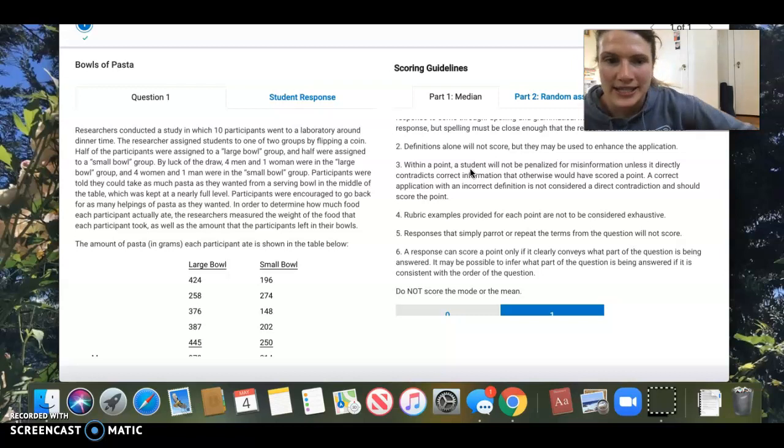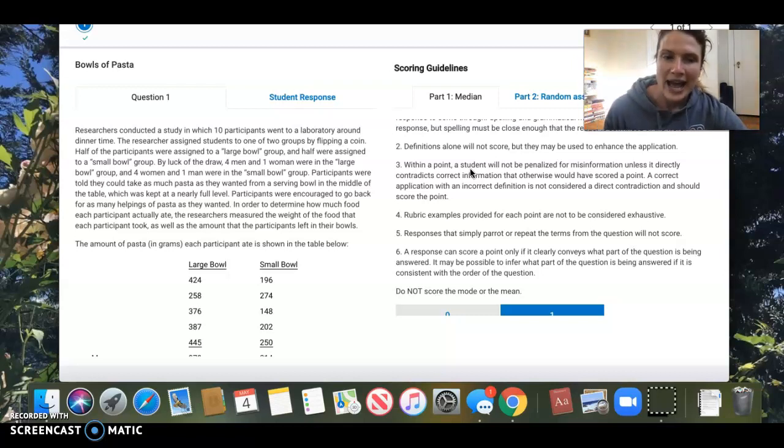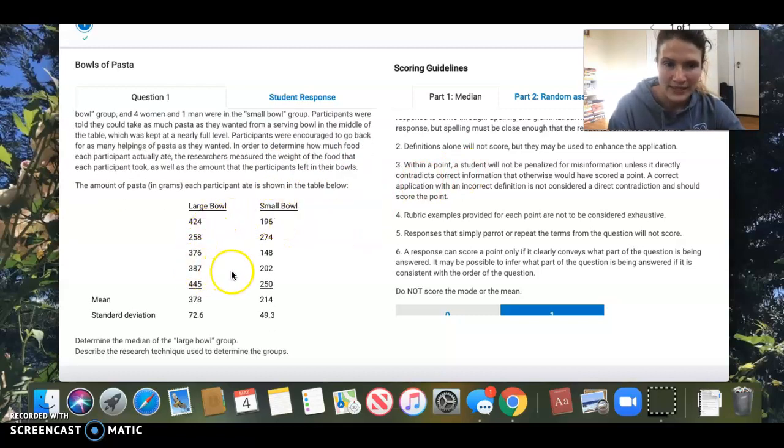Okay, so this is the same question as the end of last week. We have a large bowl group and a small bowl group, and the purpose of the experiment is to see if eating food with a large bowl versus a small bowl influences the amount of food that you end up eating. So they divided participants into groups. They recorded the weight of pasta that people in the large bowl group ate versus people in the small bowl group. And then you're given the mean, and then you're given the standard deviation.